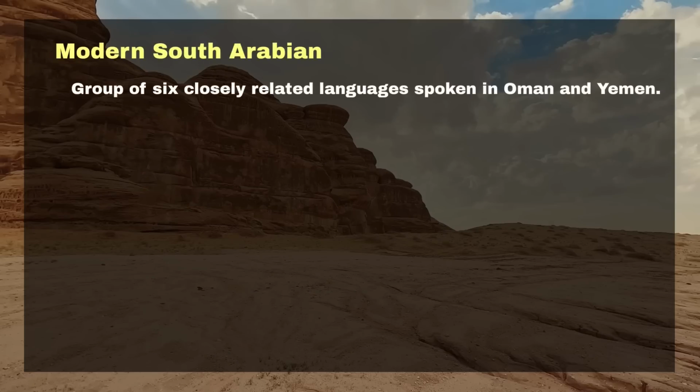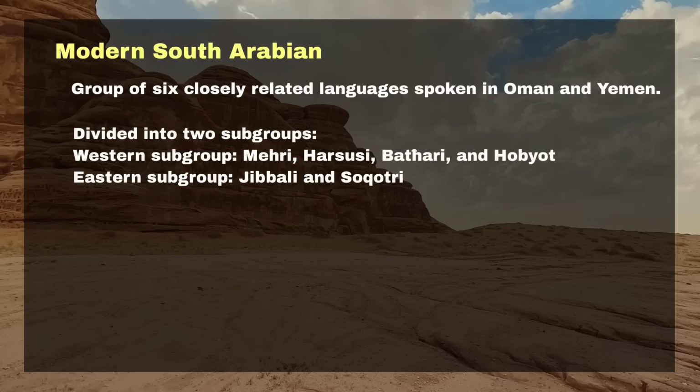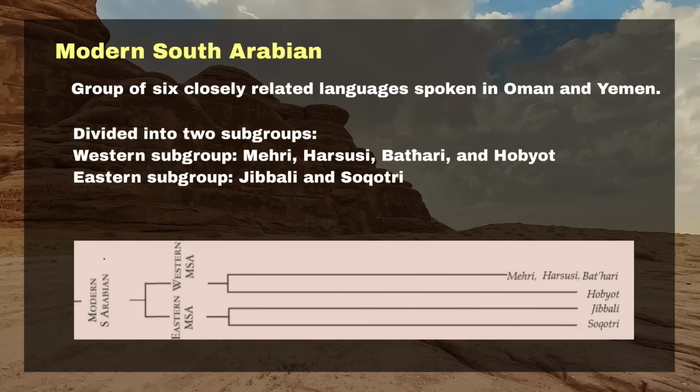Next, modern South Arabian, a group of 6 closely related languages spoken in present-day Oman and Yemen. It comprises 2 subgroups, the Western subgroup and the Eastern subgroup. These languages are spoken by small and diminishing populations, yet all remain in use today.